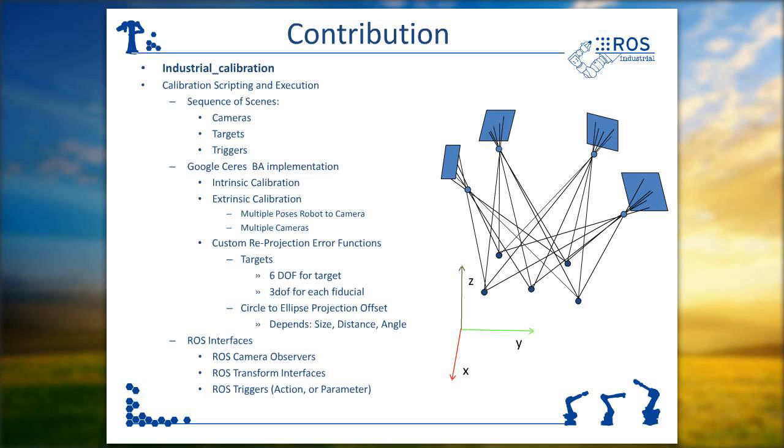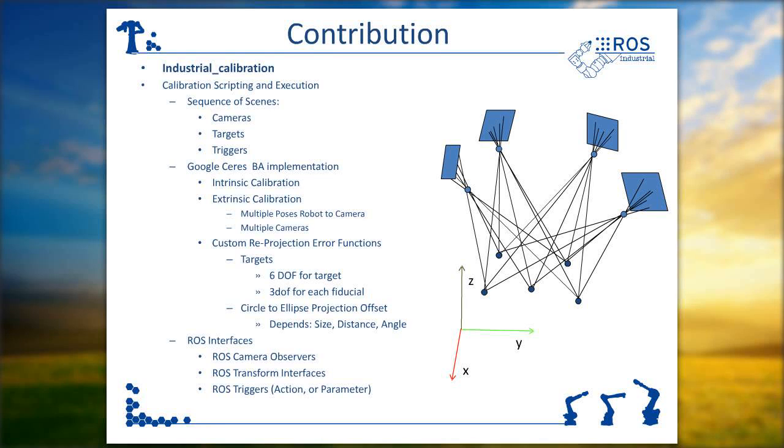We have a variety of interfaces to ROS, including different kinds of camera observers, and these are basically just objects that collect data from the camera, where you define the target and it makes the observations. We have ROS transform interfaces, which allow you to use the TF mechanism for asking where the robot that might be holding the target is. You can ask it to give you those transforms so that when you do trigger it, it knows where the target was for that observation.